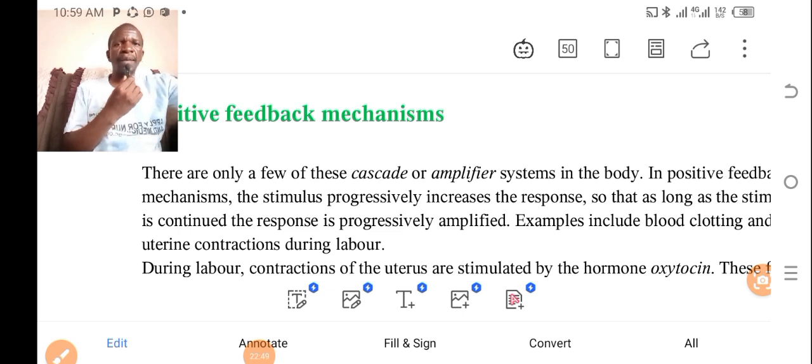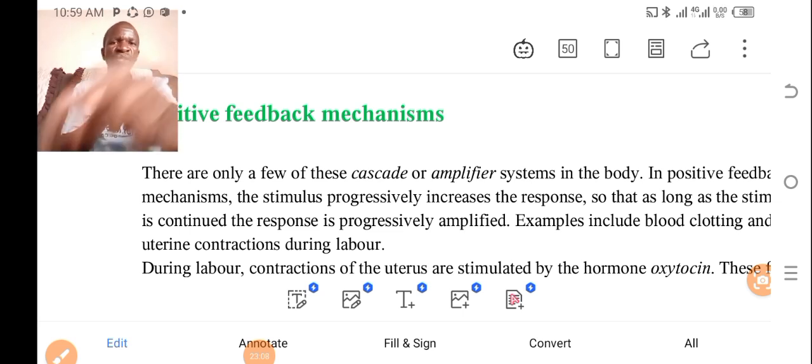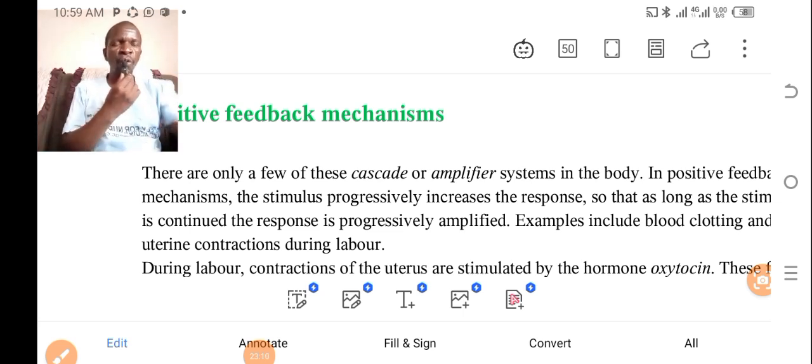Examples include blood clotting. Blood clotting uses a positive feedback mechanism so that the clot is formed, right? Because if the positive feedback mechanism doesn't happen and the clotting mechanism is reversed, it means you continue bleeding. So if you develop a wound and you start bleeding and the platelets start coming to the zone of injury, the clotting mechanism should proceed uninterrupted until a stable clot has been formed in order to prevent further bleeding.